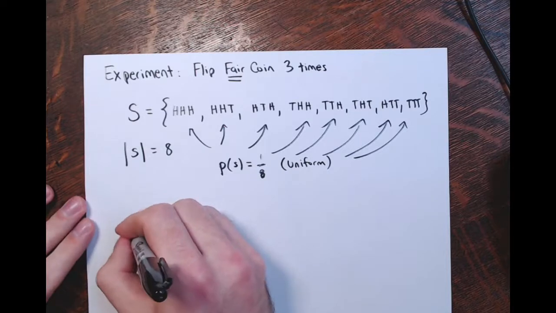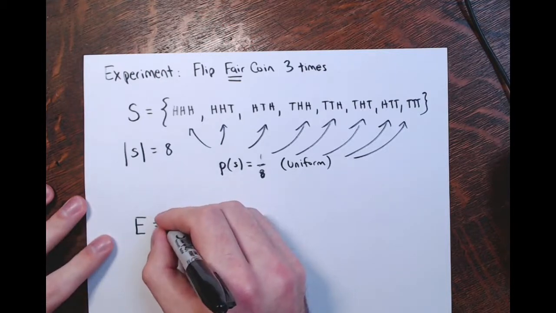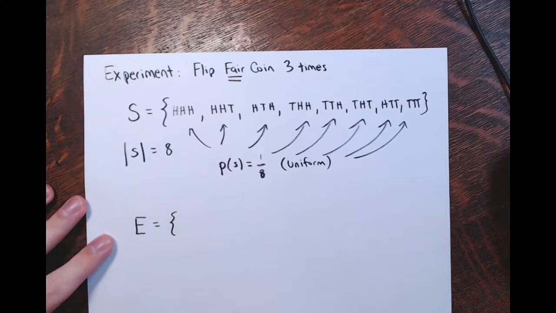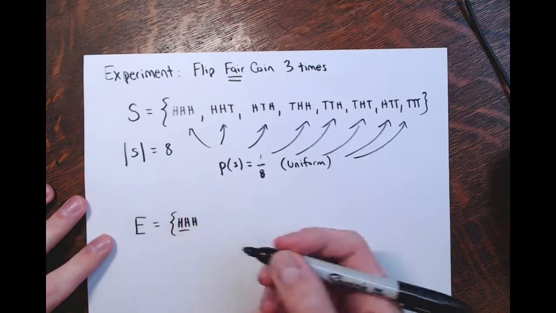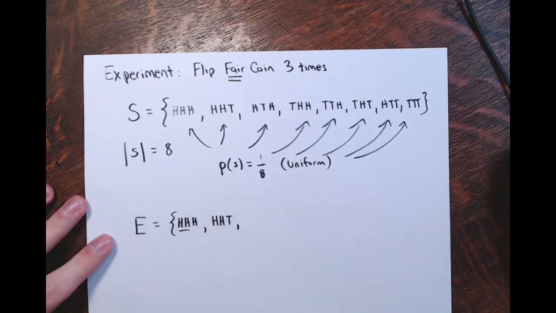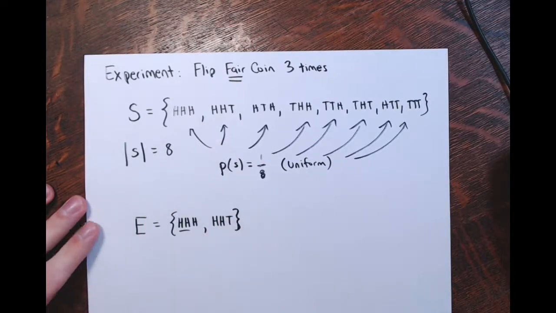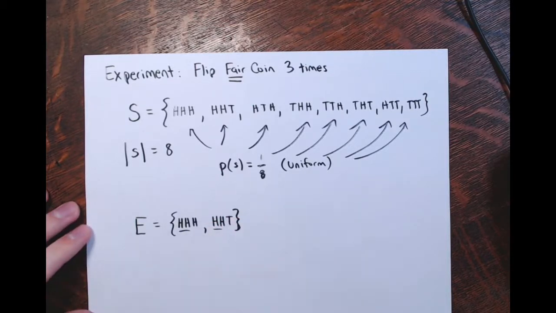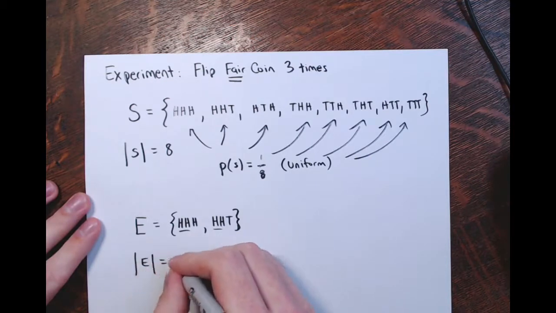Now, the event they are describing is that the first 2 flips are heads. So that's heads, heads, heads, and heads, heads, tails. And that's it. Looking through these, those are the only two outcomes where the first 2 flips are heads. And the cardinality of this event is 2. There are 2 outcomes.